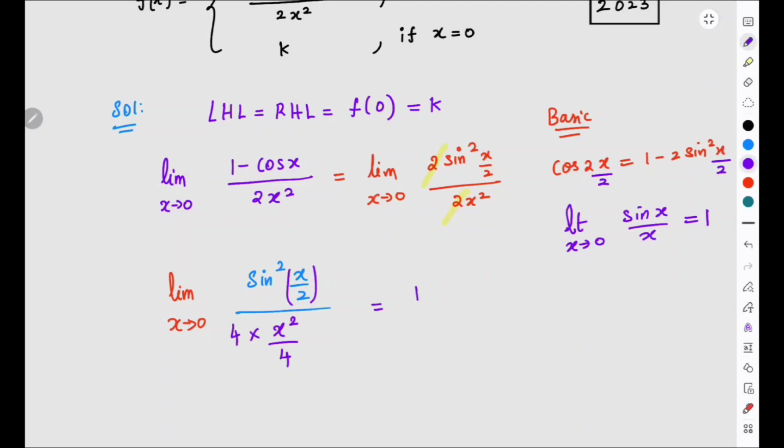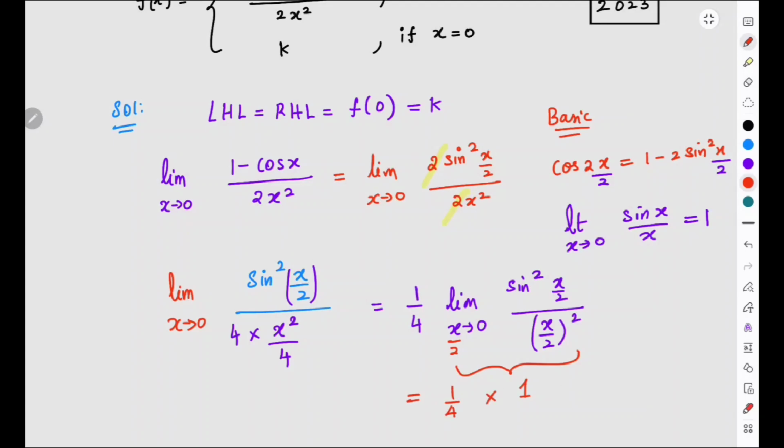Right? So I will get 1 by 4 limit x approaches 0 sine square x by 2 divided by x by 2 the whole square. Now see, x approaches 0 or x by 2 approaches 0, both are same. So this entire part would become 1. So which is 1 by 4 into 1 is equivalent to 1 by 4. That's the value of k.